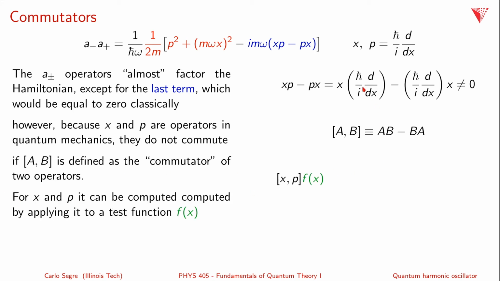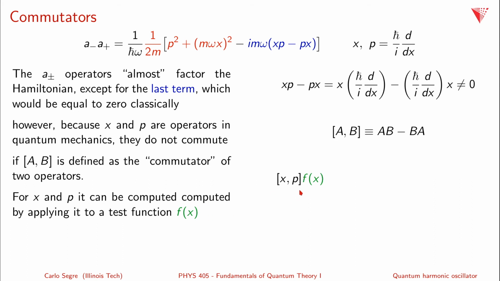For x and p, we're going to calculate this commutator, which is this quantity here. And the way you do it is you apply the commutator, which is an operator, a combination of two operators but also an operator, to a test function f. So this is how you evaluate the commutator relation. You apply it to a function and see what you get out.